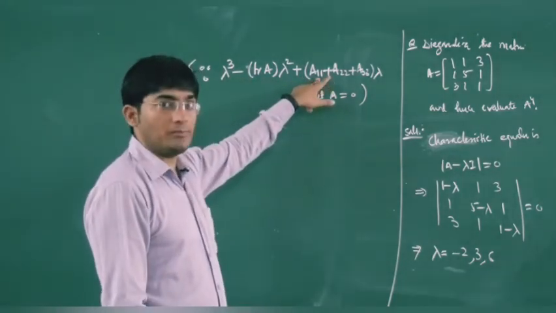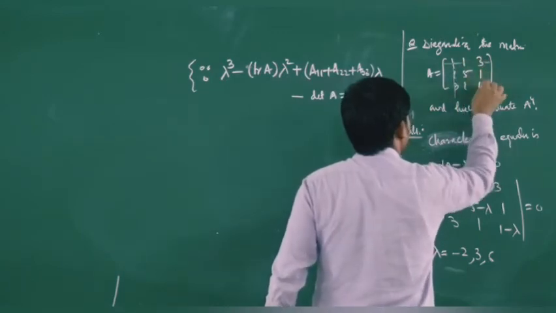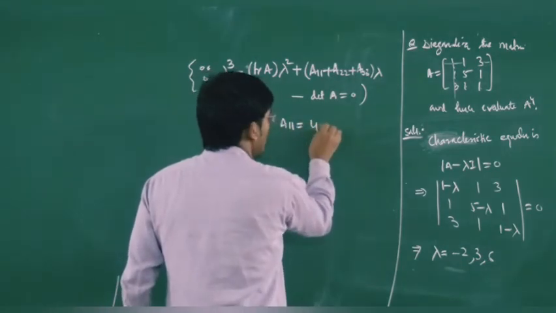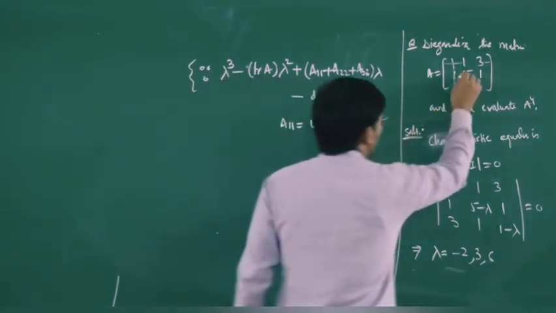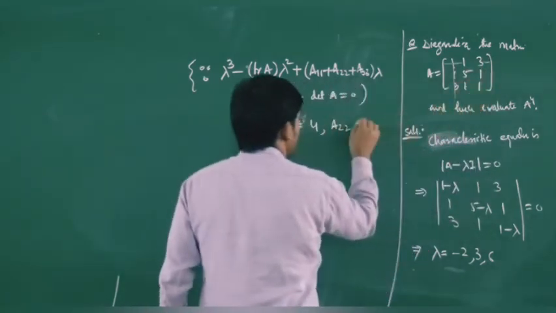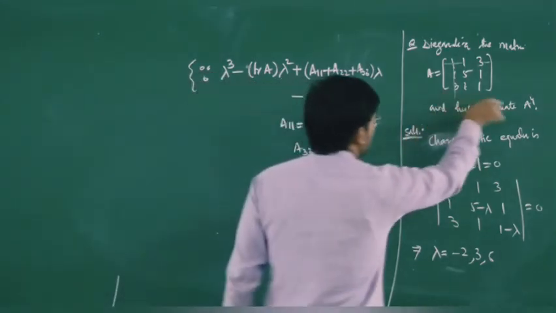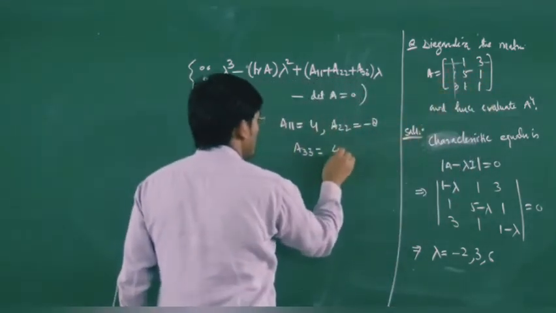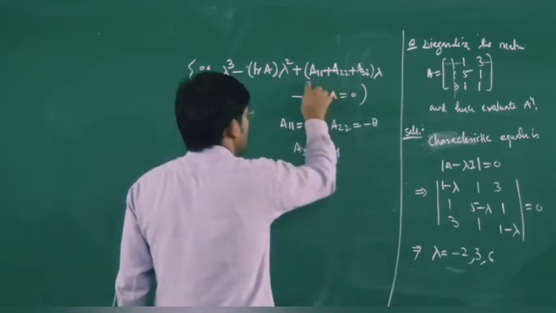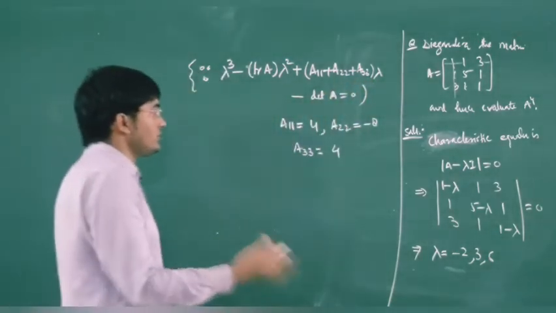Now what is your a11? A11 means this minor: 5 into 1, minus 1. So a11 will be 4. Then we will have a22. Forget this row and this column. So we will have 1 minus 9. So this will be minus 8. Then a33 will be 5 minus 1. So this will be 4. So we have 4 plus 4, 8 minus 8, so 0. So this sum a11 plus a22 plus a33 is 0.